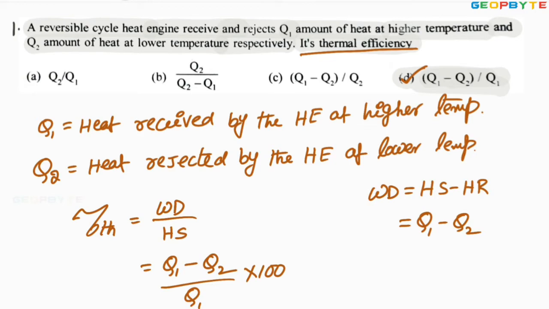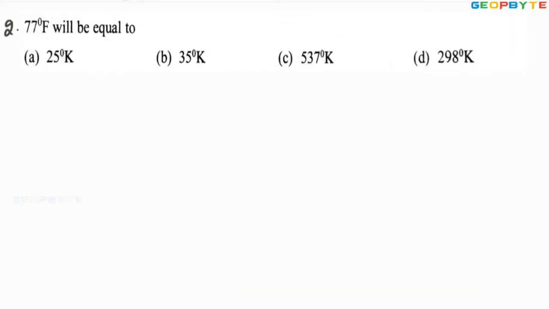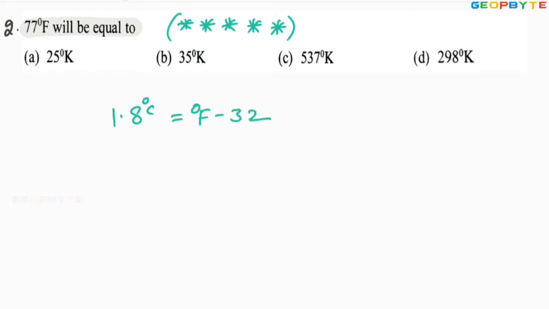Let us go for another problem. Look at the second problem. 77 degree Fahrenheit will be equal to, this is also a very important problem, a 5-star problem, meaning most expected problem. As you know, the relation between degree centigrade and degree Fahrenheit is 1.8 degree centigrade equals degree Fahrenheit minus 32.